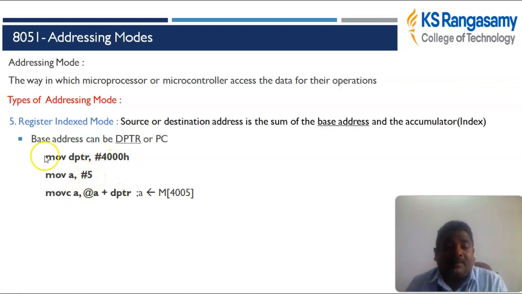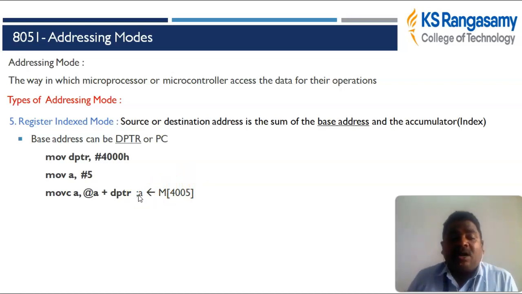Now we represent register indexed mode with the help of this instruction, MOVC A, @A+DPTR. That means the accumulator data is initially added with DPTR. DPTR contains 4000, A contains 5. So 5 plus 4000 are added, and the answer becomes 4005. Now 4005 acts as the memory address that contains some 8-bit data that will be copied to the accumulator. So this is the example instruction for register indexed mode for the data pointer category.